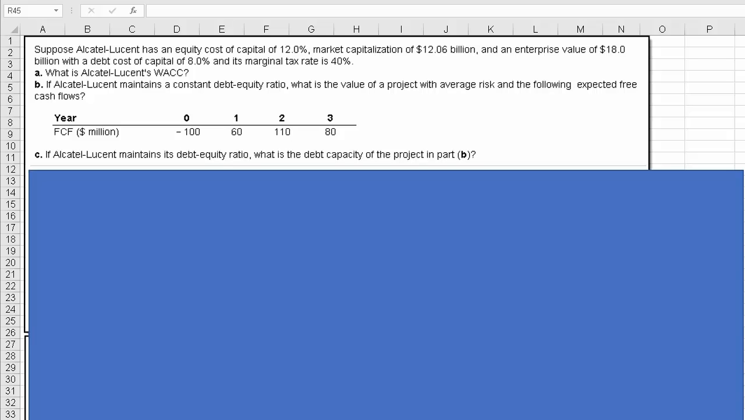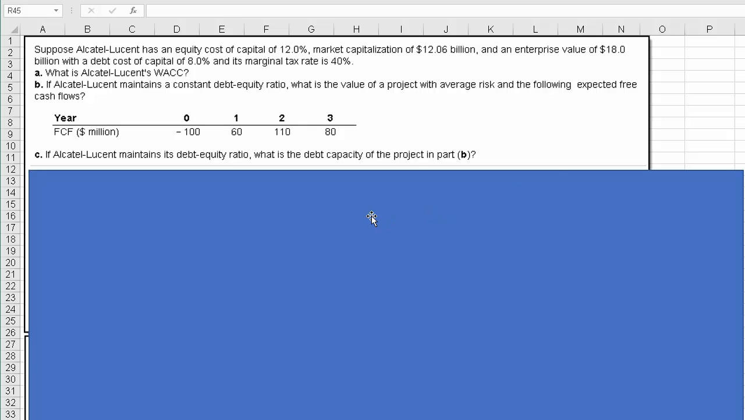Okay, let's work through this weighted average cost of capital problem. Now you see the problem in front of you. It says, suppose Alcatel-Lucent has an equity cost of capital of 12%, market capitalization of $12.06 billion, and an enterprise value of $18 billion with a debt cost of capital of 8%, and its marginal tax rate is 40%. Question A asks, what is Alcatel-Lucent's weighted average cost of capital?